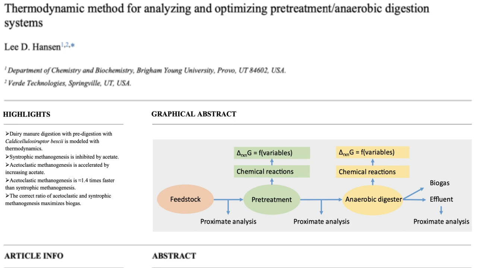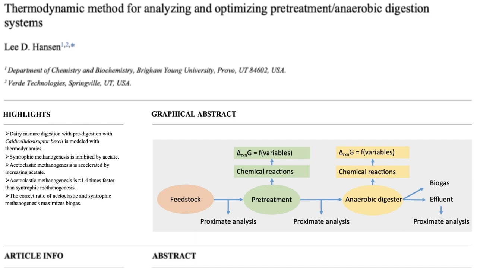maximizing biogas production. The study shows why volatile fatty acids are useful indicators of the health of the consortium of microbes in an anaerobic digester. The feedstock composition determines the optimum ratio of acidoclastic to syntrophic methanogenesis and predicts biogas composition.